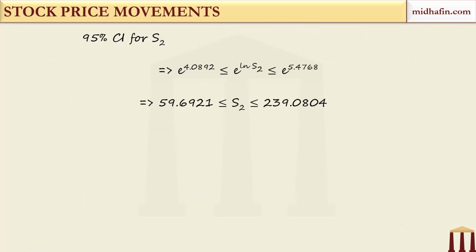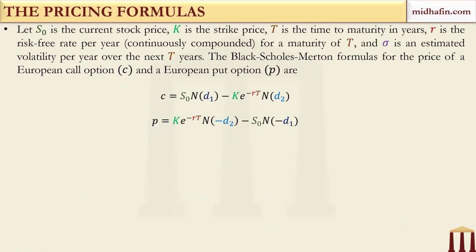Other assumptions are quite similar to what we have for the capital asset pricing model. Risk neutral valuation, which we studied for the binomial tree, is applicable here also. Now the pricing formulas. Let's say you have a non-dividend paying stock where the strike price is K, time to maturity is T, risk-free rate is R, and the annual volatility is sigma. Then call price and put price can be calculated using these two formulas.